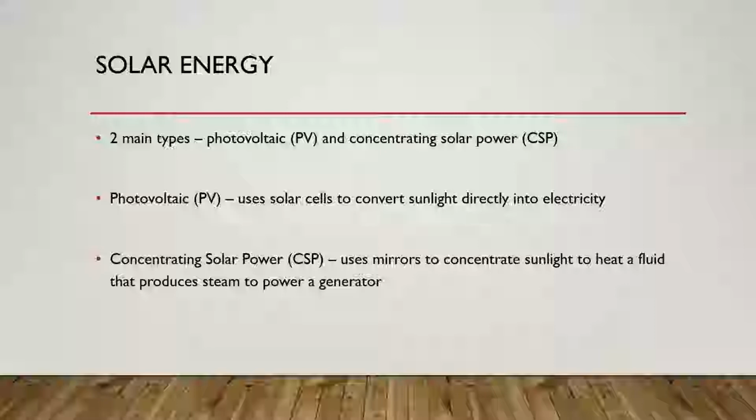There are two main ways to generate electricity from the sun: photovoltaic and concentrating solar power. Photovoltaic, also known as PV, uses solar cells to convert sunlight directly into electricity. Concentrating solar power, CSP, uses mirrors to concentrate sunlight to heat a fluid that produces steam to power a generator.